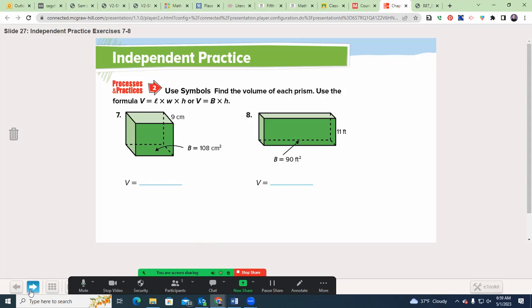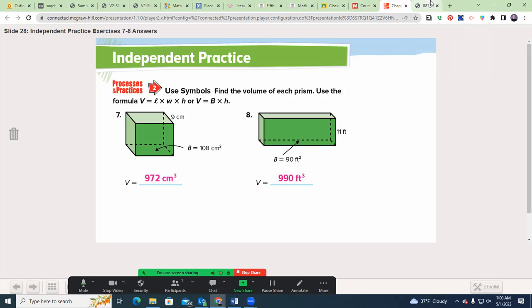Welcome back. We already had the base there, so the base times 108 times 9 is 972. 9 times 100 is 900. 9 times 8 is 72. Put them together. And this one we had 90 times 11. Should be 900 plus another group of 90. 990. Make sure that you do have the cube. If you do not have the cube, I am marking it wrong because this is not 972 inches in length.